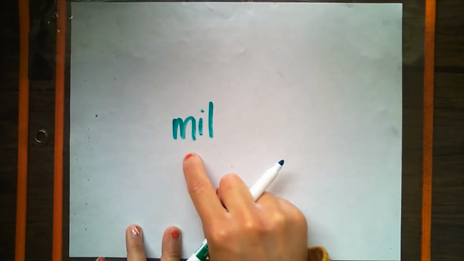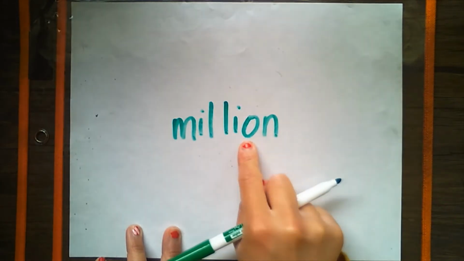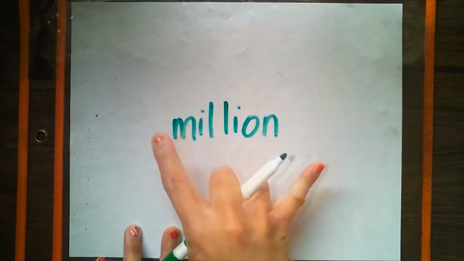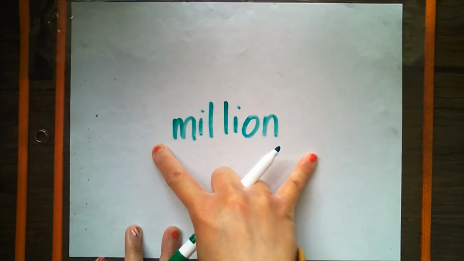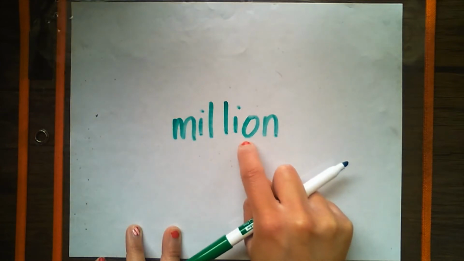Read mill. Read lion. Read the whole word, million. There's a schwa here. It changed from I to a.